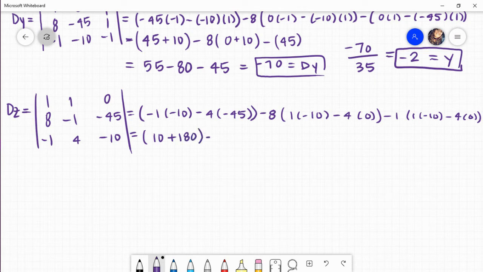And then close that, negative 8 times 1 times 10 is 10. Signs are different, so it's negative. 4 times 0 is 0. I just went ahead and wrote the negative. It really doesn't matter, y'all. And then we're going to subtract from that, negative, open. 1 times 10 is 10. Signs are different, so it's negative. And then 4 times 0 is 0.